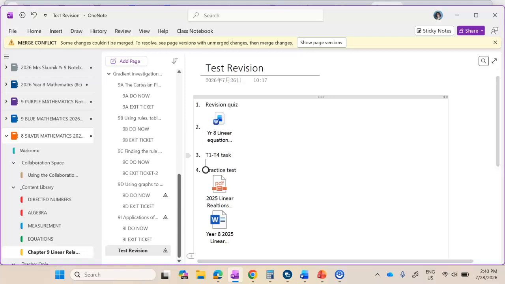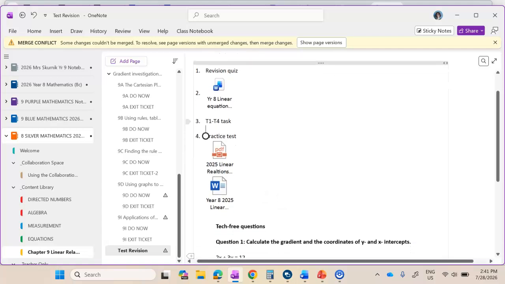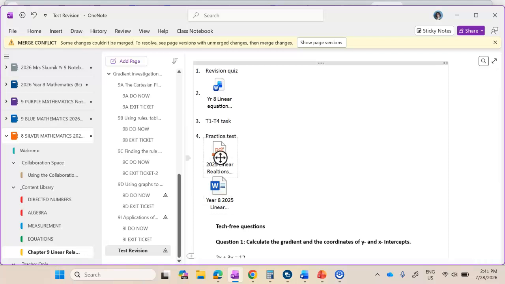Revisit your T1 to T4 task. And then these two files are the practice test last year. This is the questions and this is the answer key. Okay, so I do believe you have plenty of practice before next Tuesday.